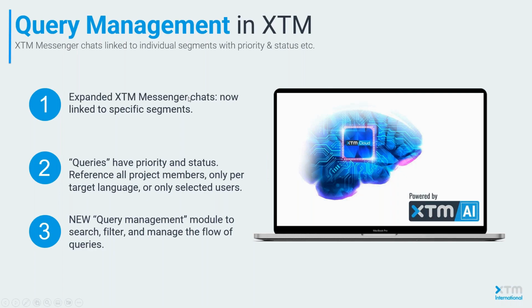So that's very cool. These chats, like the other chats, except for these, have additional metadata. They have priorities. They have a status that project members can assign and modify to track the resolution of these queries, right? And just like the regular XTM Messenger chats, you can include all the project members, PMs, and all linguists in all languages. They can be only for a particular target language and those project members. And just like all the other chats, you can specifically select the users to be included.